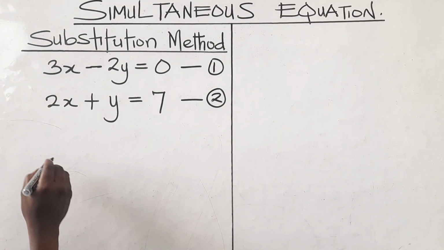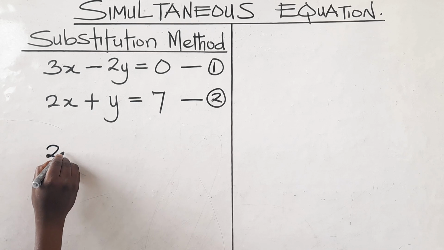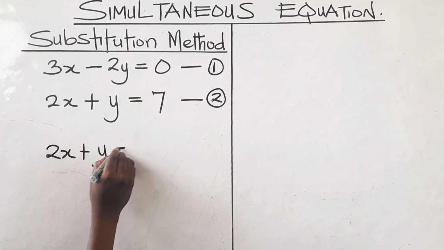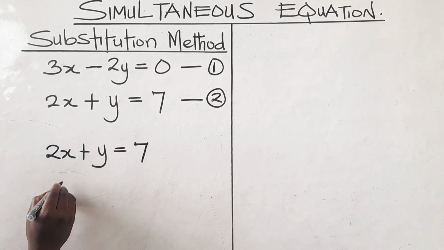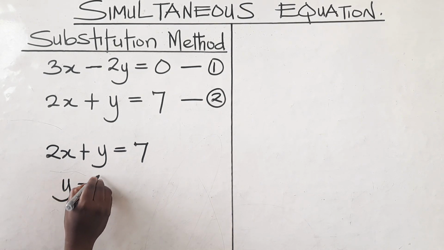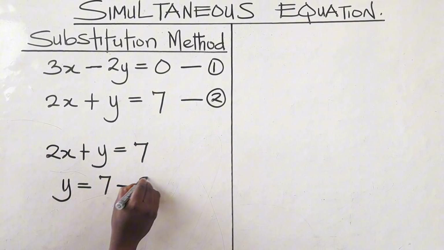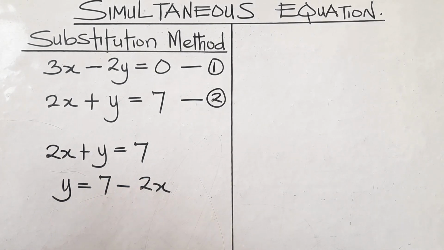The equation 2 is 2x plus y equal to 7. So y becomes 7 plus 2x. When it comes over, it becomes minus 2x. So we have gotten a value for y. Our value for y is 7 minus 2x.